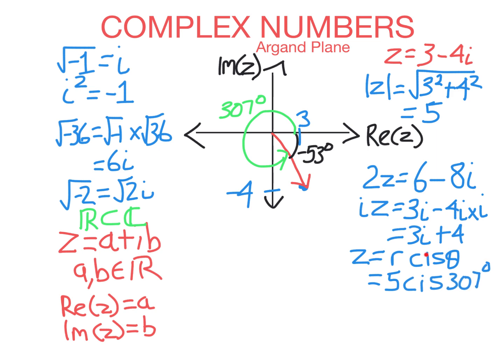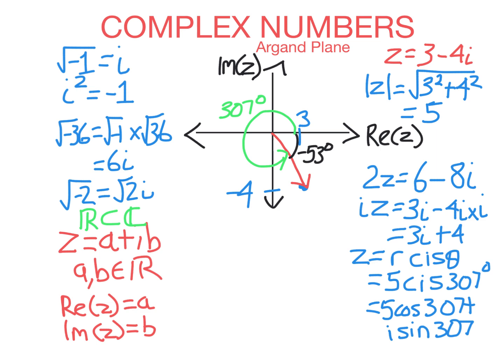Now this cis has a slightly different meaning. It stands for cos i sine. So what that means is z is 5 cos 307 plus i sine 307, because sine gives us the imaginary component. Now this form, as we will see, is very, very important. It allows us to calculate powers of complex numbers very efficiently.